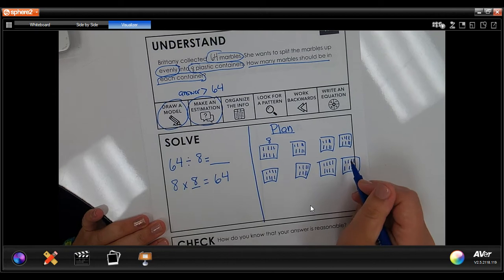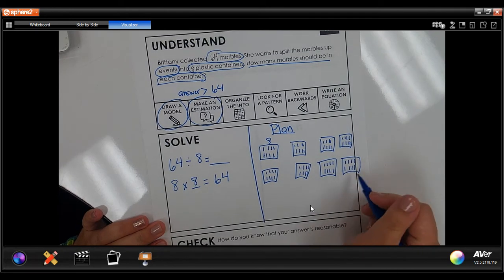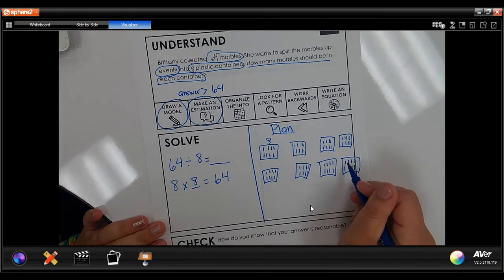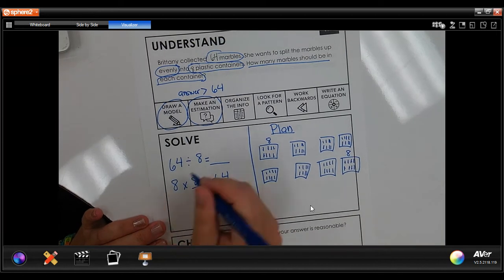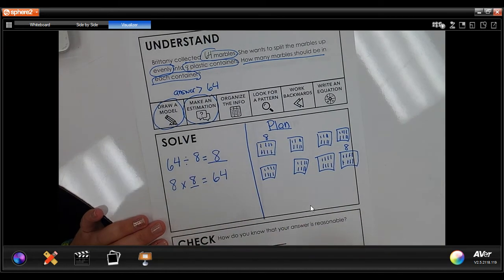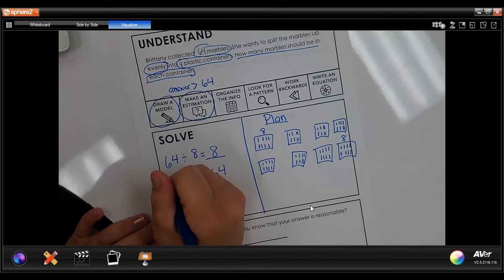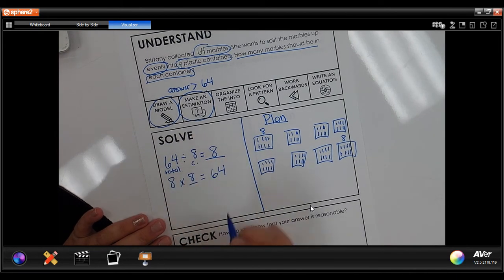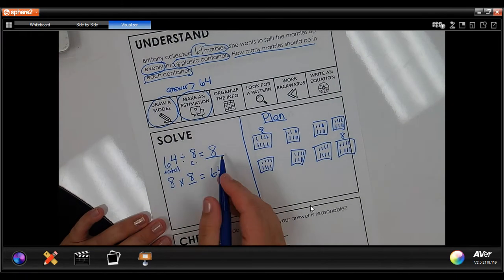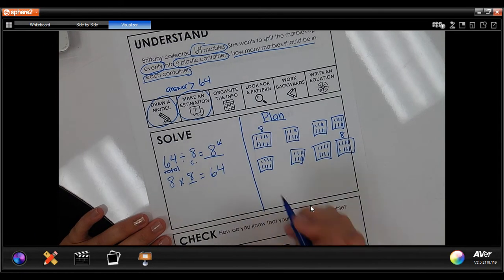To check to make sure I'm right, I'm going to count in another one to make sure they're even, because if not, then you might have miscounted. So let's check. 1, 2, 3, 4, 5, 6, 7, 8. There's 8 in that one. So 64 divided by 8 equals 8. So there are 64 total. And this was the container, so I'll label that C. And my answer would be 8.